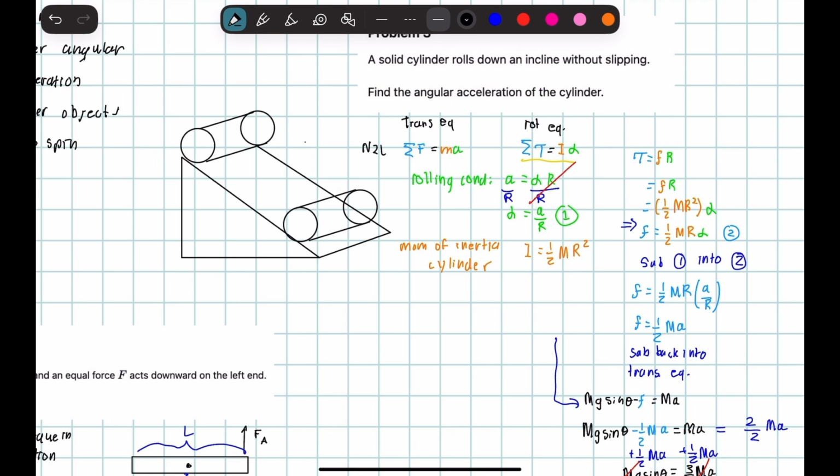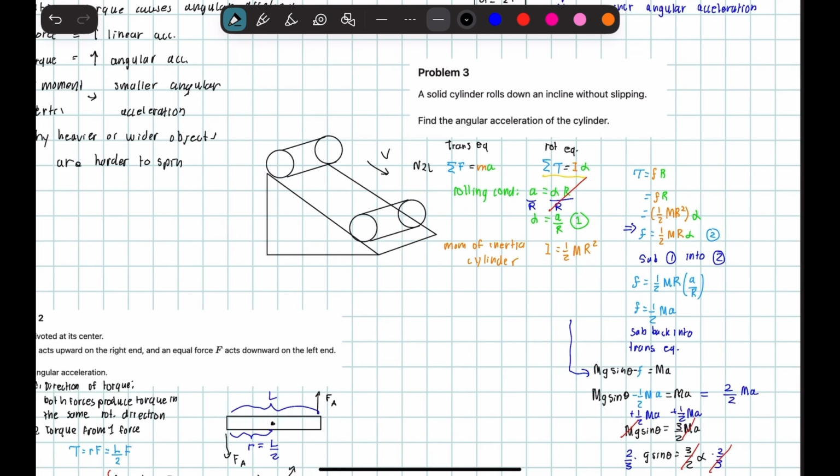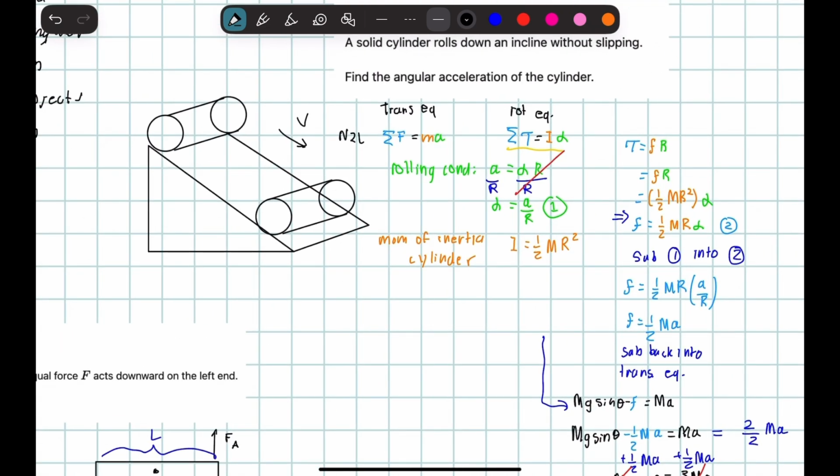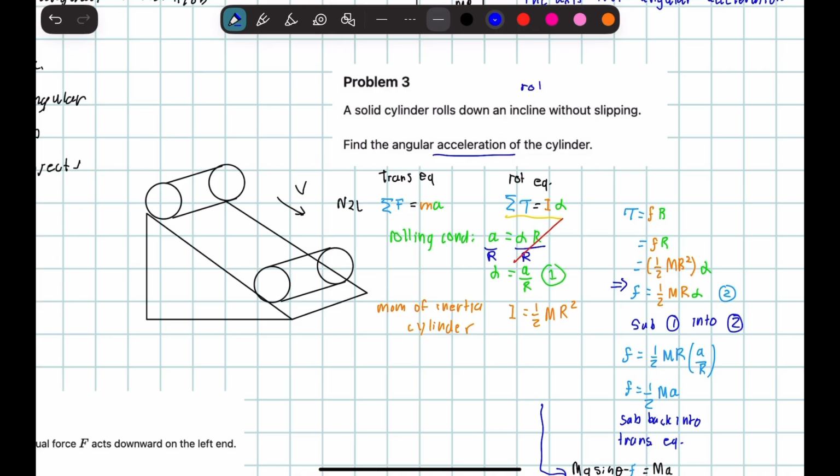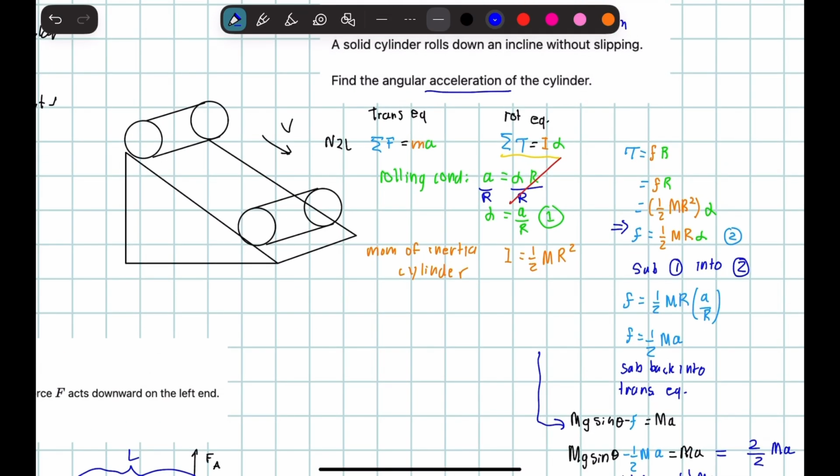So it goes down the ramp at a velocity, and we want to find the angular acceleration of the cylinder. We know there are two different forms of acceleration, and we can define acceleration in terms of Newton's second law. But when we have these rolling motion problems, remember that the total energy of the system is split up into translational and rotational. So you have both translational and rotational energy.